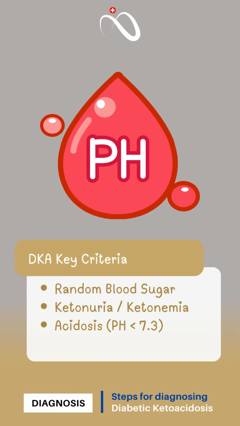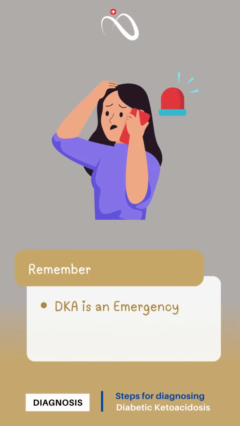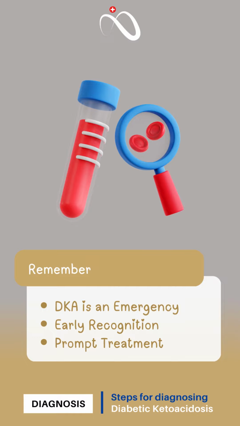Third, the patient must have acidosis, indicated by a pH of less than 7.3. Finally, the bicarbonate level should be less than 15 millimoles per liter. Remember, DKA is a medical emergency. Early recognition and prompt treatment can save lives.